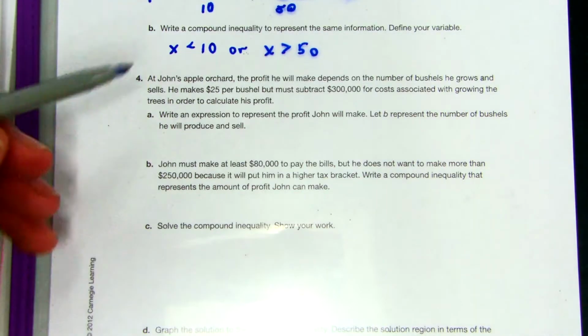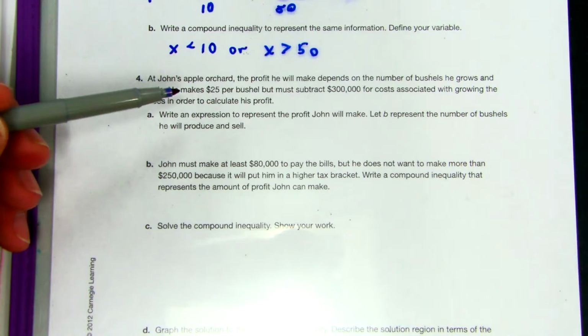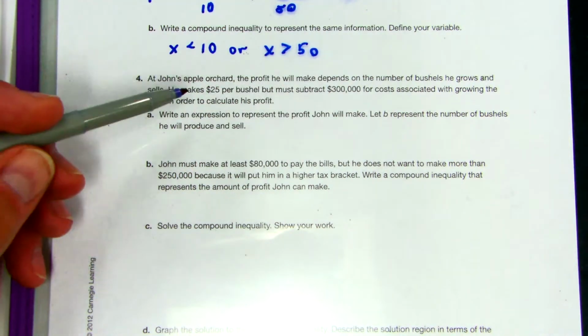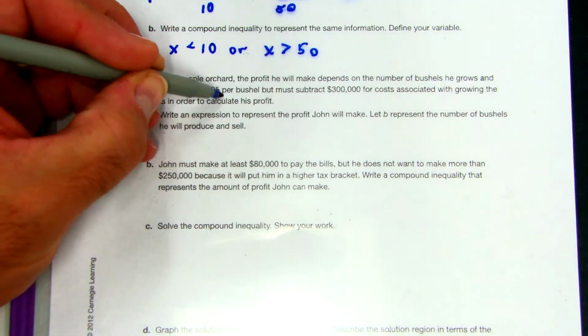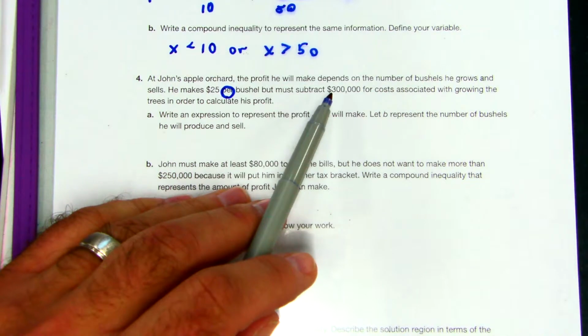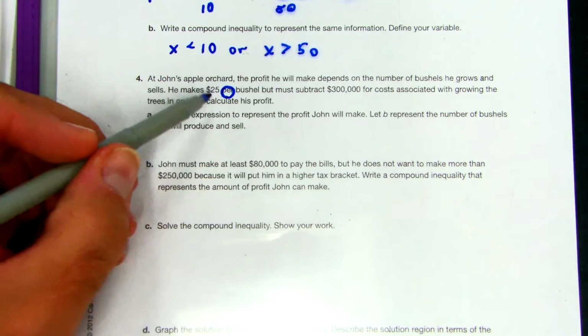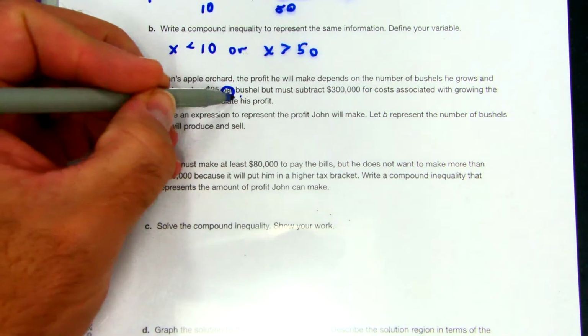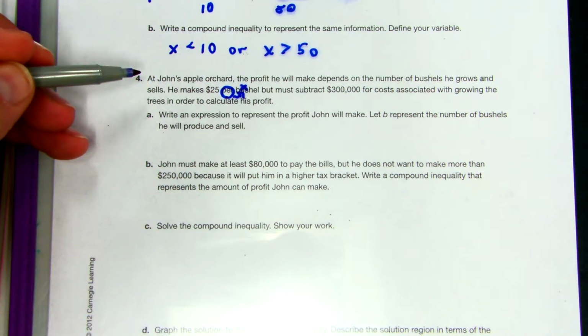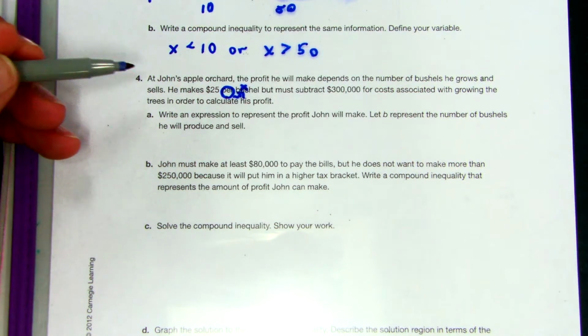All right, and then it says at John's apple orchard, the profit he will make depends on the number of bushels he grows. He makes $25 per bushel. But he must subtract $30,000 for costs. So they're telling you, here's $25 per bushel. The bushel is x. And then it says he must subtract $30,000 for costs.